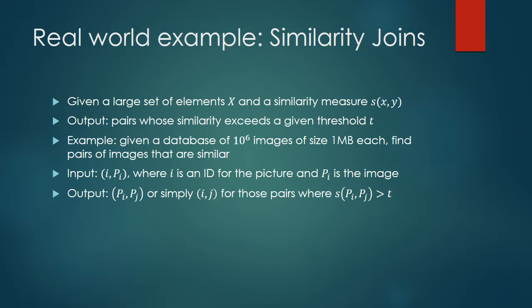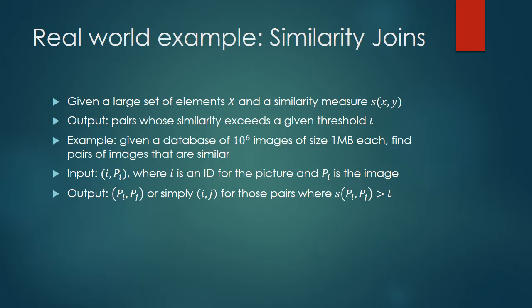Let's look at a real world example for why these numbers would make sense. Let's say that we have a real world problem to solve. We have a large set of elements and we are given a similarity measure. Let's say that these are images. So think in terms of a database of 1 million images, each of them 1 megabyte in size. Seems reasonable? That's not a very bad problem, is it? So 1 million images, maybe some of you have your own image collections which are this big.